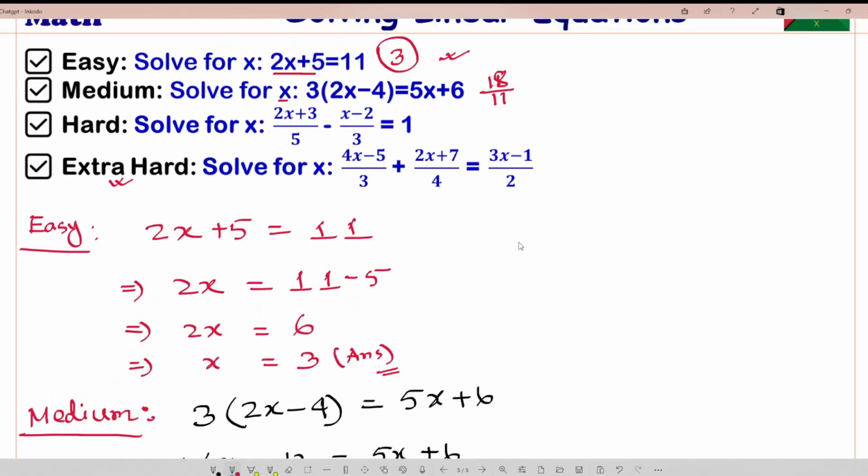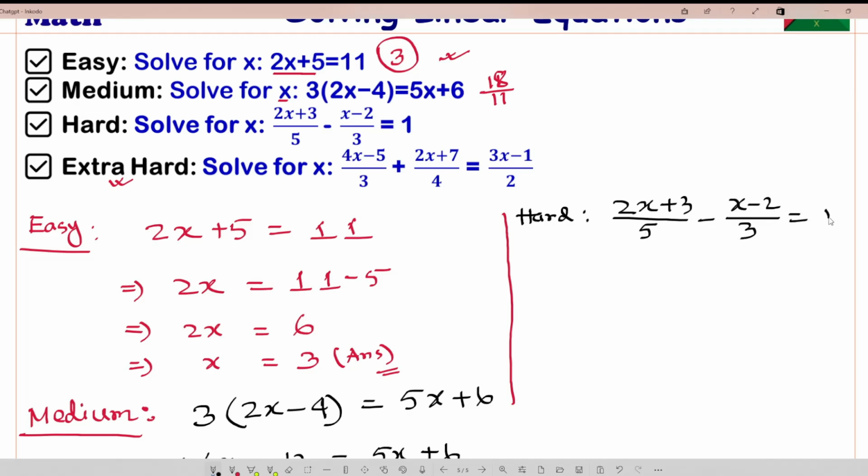Now we will go for the hard one. Hard. So here is (2x + 3)/5 - (x - 2)/3 = 1. So we will find the value of x. For this one we can make an LCM. So 15 is our LCM of 5 and 3.